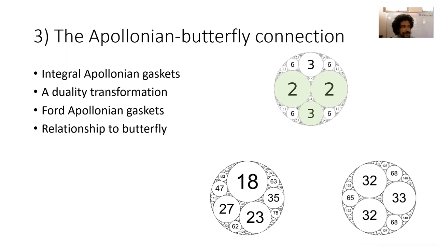We're going to introduce this notion of integral Apollonian gaskets once again. We're also going to introduce this duality transformation. In certain cases, we're going to find that an integral Apollonian gasket can be dual to another integral Apollonian gasket, but it can also be dual to what is going to be known as a forward Apollonian gasket. So we'll also introduce this concept. And since we discussed how the forward circles were related to the butterfly in the previous lecture, this will give you a hint towards how the integral Apollonian gaskets are related to the butterfly as well.